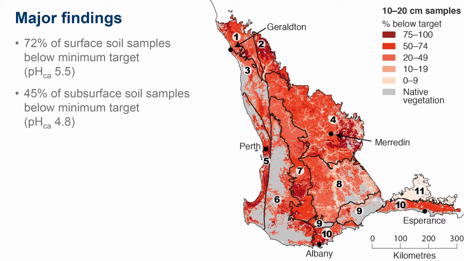This is the pH risk map that we were able to prepare. This is done in collaboration with the department's soil type mapping. We were able to look at the 10 to 20 centimetre layer, and for the first time show that nearly half of the samples that we were collecting from these soils were below our recommended target of 4.8.